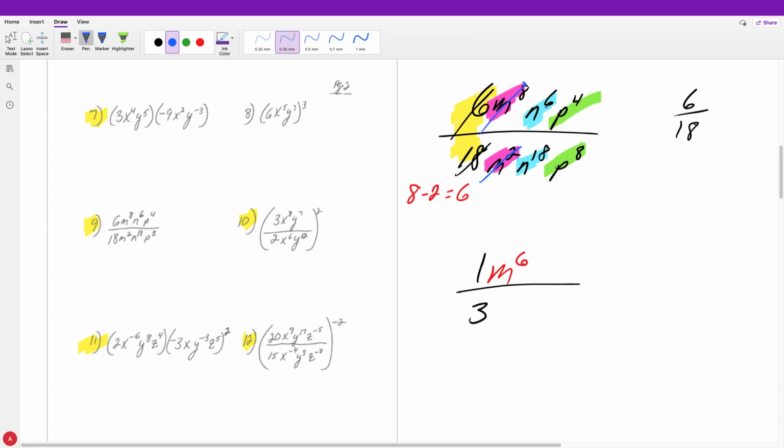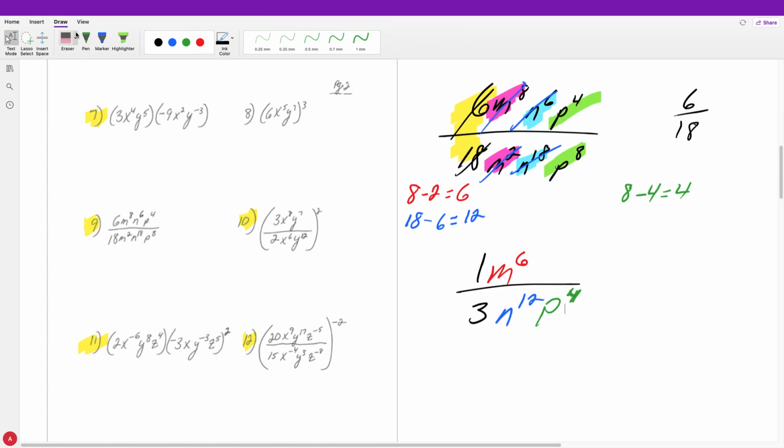I have n to the 6th in the numerator, n to the 18th in the denominator, so I have more n's in my denominator, so I know it's going to end there. And since I'm asking that question to begin with, I can do my denominator minus my numerator, and 18 minus 6 is 12, and that means I will have 12 n's left in my denominator. So then I'll go ahead and move on to my p's. Well, I have more p's in my denominator, so I'll write my answer there. And 8 minus 4 is equal to 4, so I will have p to the power 4 left.